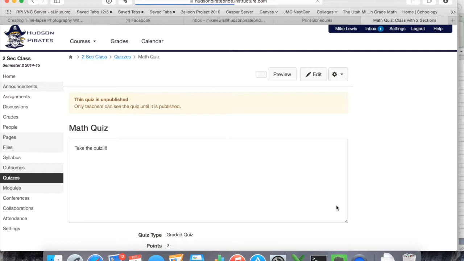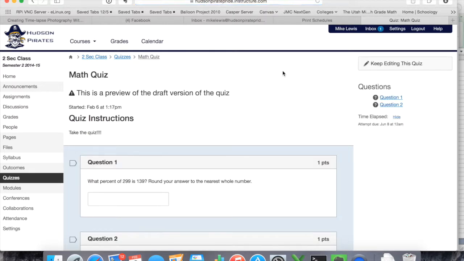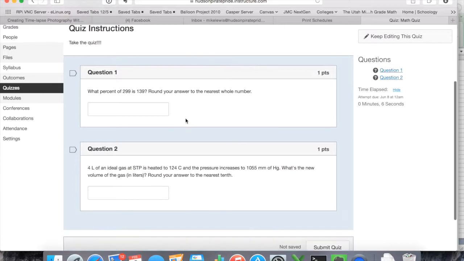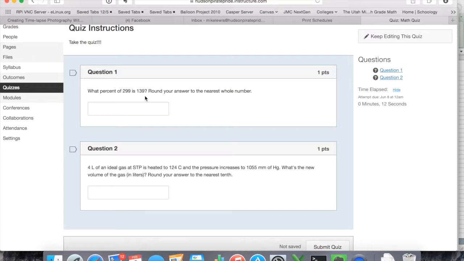And just so that we can see what it'll look like for a student, let's preview it. That puts us in the student view. So now I'm taking this quiz. And notice it has replaced the variables with numbers here. What percent of 299 is 139? Well, let's see. That's about 43%, I'm going to guess.